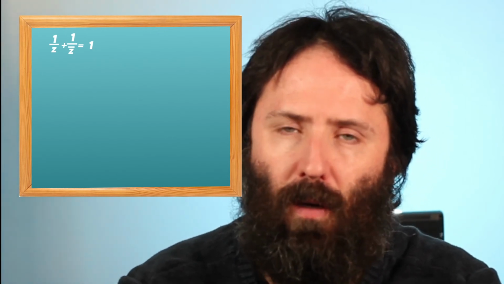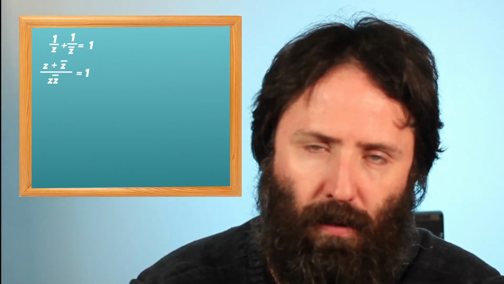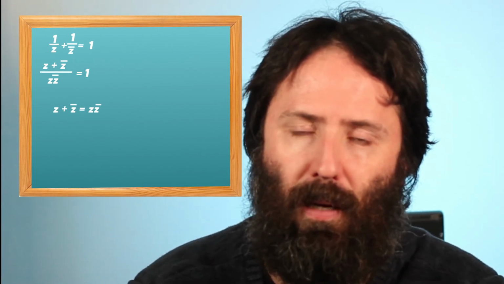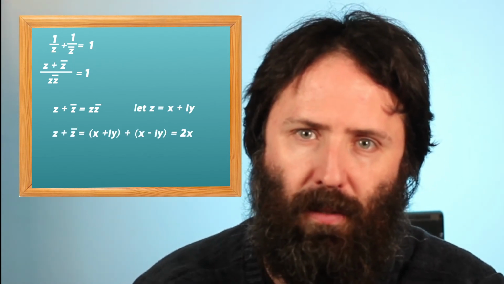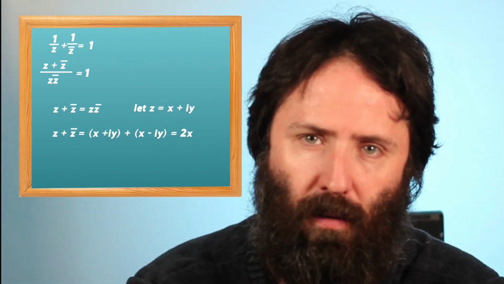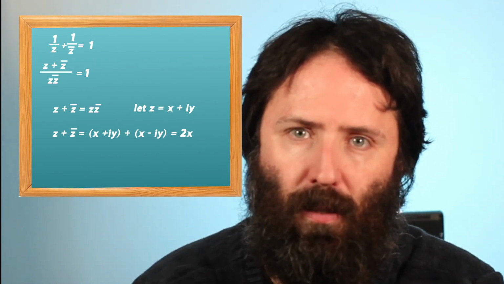Here's a harder example. Let's suppose we have 1 on z plus 1 on z bar, and we know that that's equal to 1. Let's see what happens. Well, I've got two fractions. They don't have the same denominator, so let's fix that up first. I'm going to multiply by the lowest common multiple, and I end up with z bar plus z on z z bar is equal to 1. Multiply across to get rid of the denominator, and I get z plus z bar is equal to z z bar. Well, if z is x plus iy, then z plus z bar is x plus iy plus x minus iy. The imaginary parts cancel, and I just get 2x on the left-hand side.